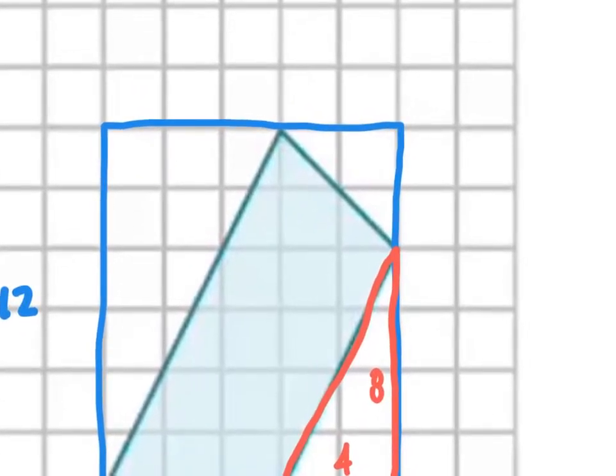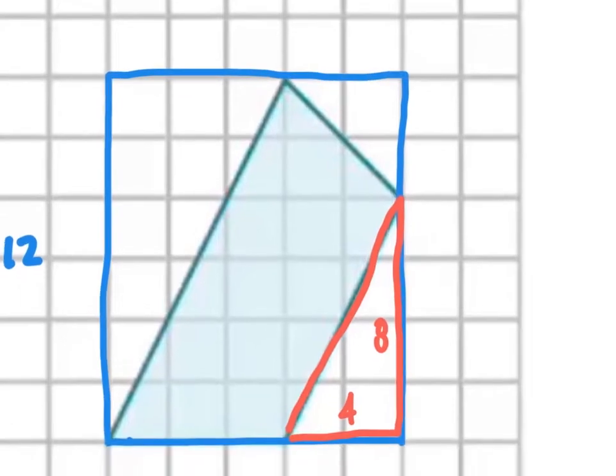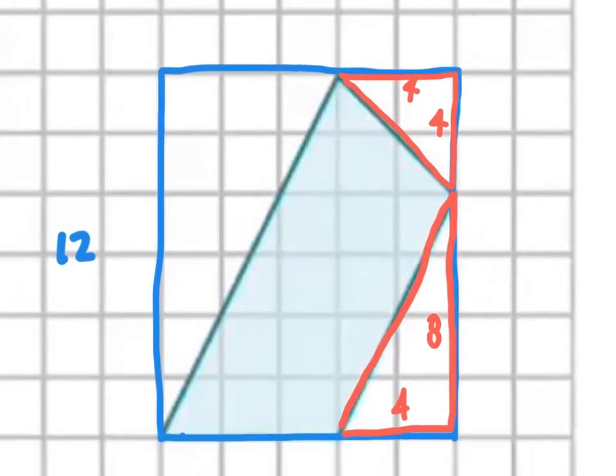If down here was a length of 4, and that was 2 units long, then this is going to be a length of 4. So in this triangle, this one's going to be 4, and this part's going to be 4. I already know that this length of this triangle is going to be 12, and then this one is going to be 6.